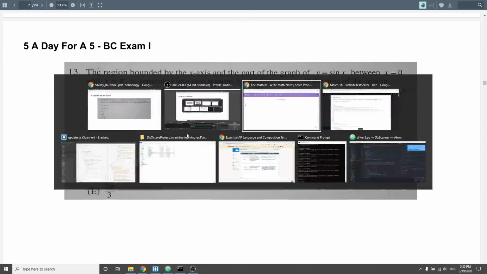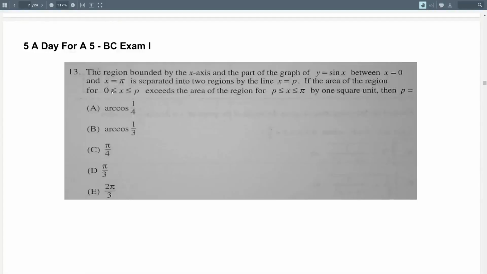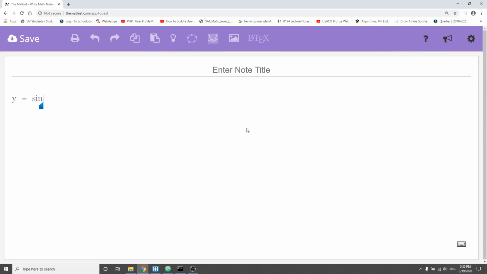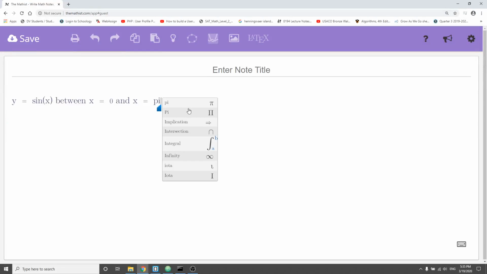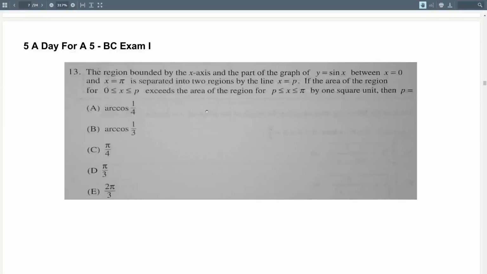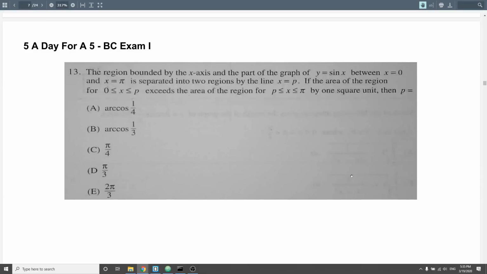Okay, so let's write out what this problem says in math terms so you guys can see what's going on here. So first of all, we have y equals sine of x, right? And this is going from between x equals 0 and x equals pi. And it's separated into two regions by the line x equals p.